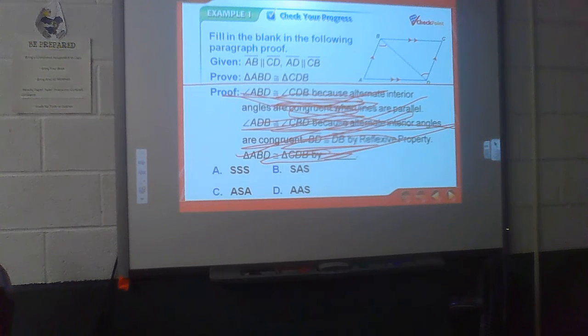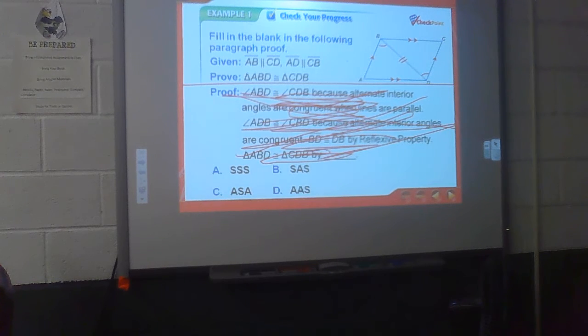Reflexive property, awesome. Anytime that we have a transversal, that means that we probably made two different triangles, not two different lines, two different triangles. So the reflexive property is always going to work. Remember, the reflexive property is just telling us that that segment is congruent to itself. So what are we going to say? By the reflexive property, like you said.